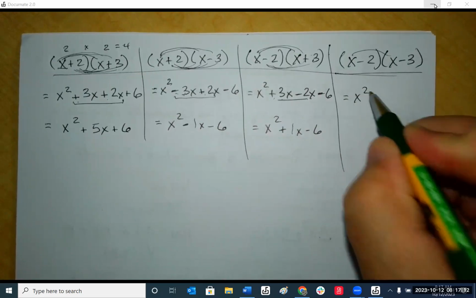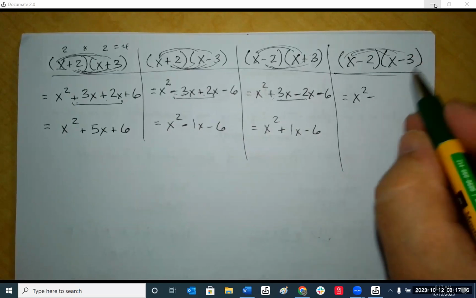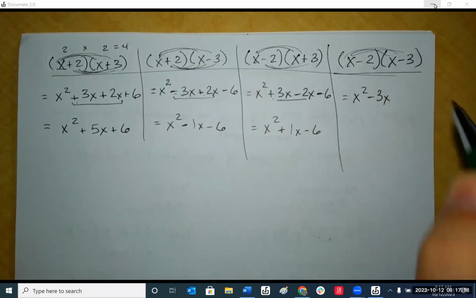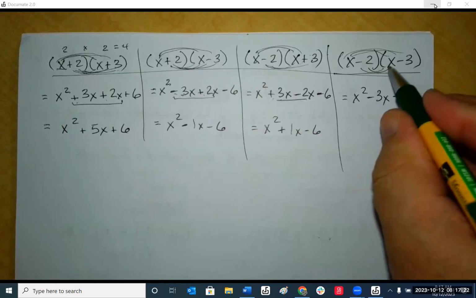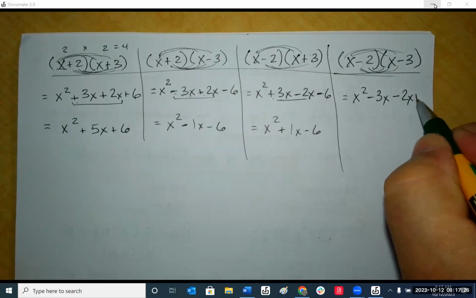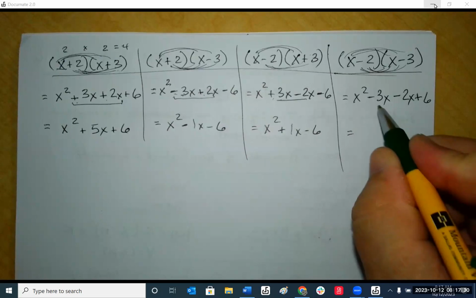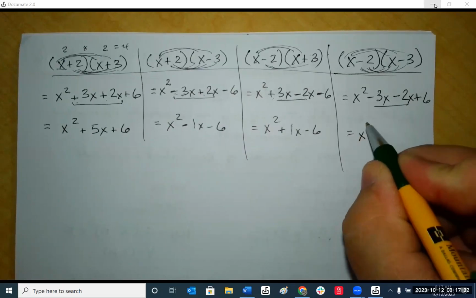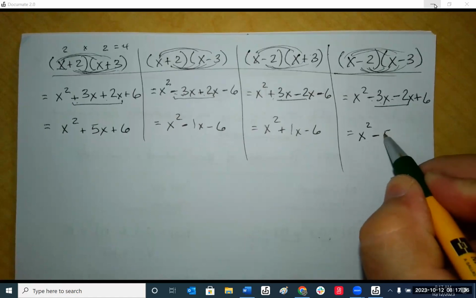And the last one. X times X is X squared. Positive times negative is negative. X times 3 is 3X. Negative times positive is negative. 2 times X is 2X. Negative times negative is positive. 2 times 3 is 6. Combine the like terms. They're both negative. Add the numbers.